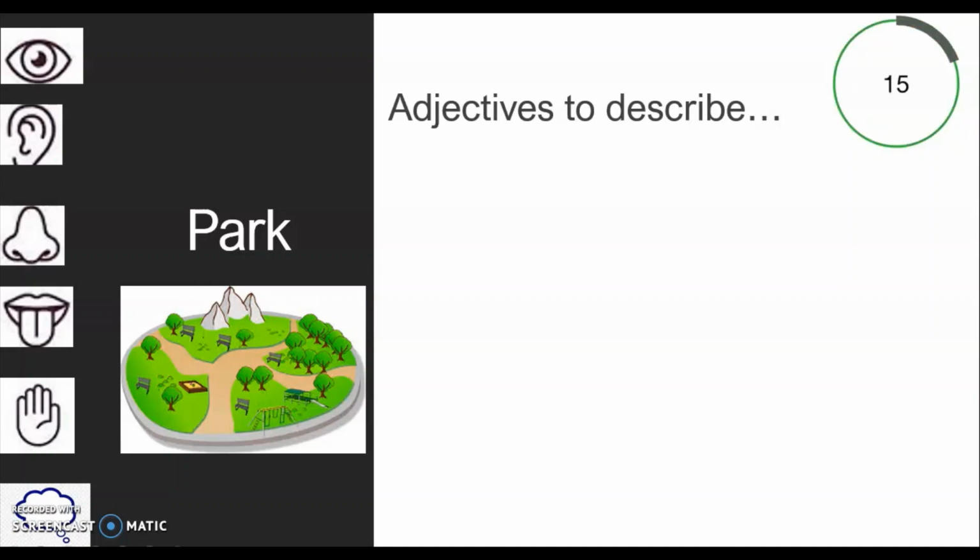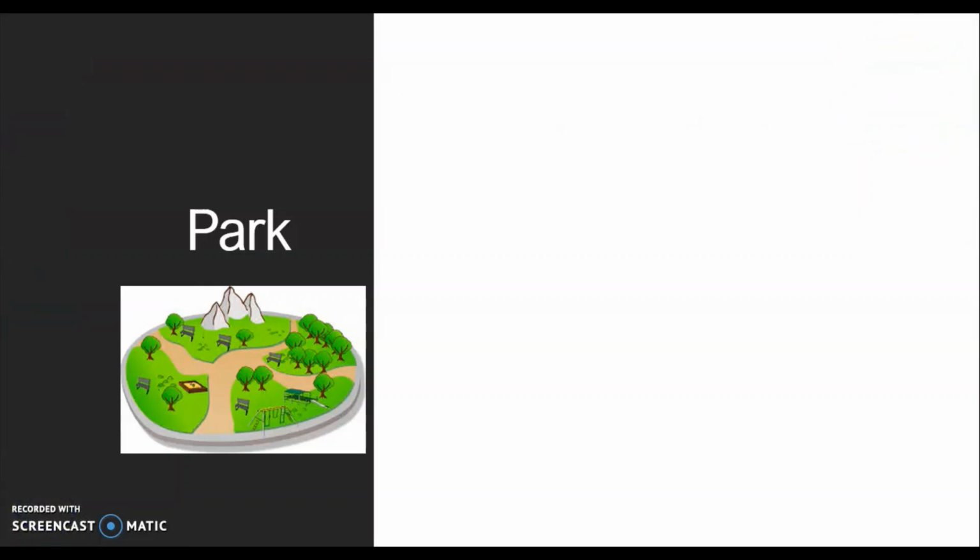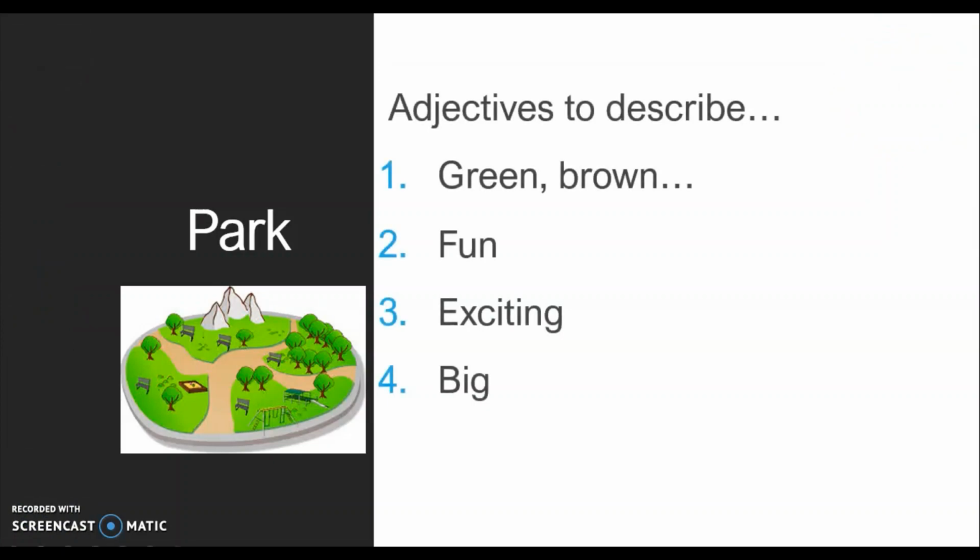I'll give you a few more seconds on this, as this is very different. Two more, and done. All right, so park. So some ways to describe this place noun would be, I might use the adjectives green or brown, or I might talk about some colors you see at the park. You might be using what you think about parks, so you might say that it's fun, you might say it's exciting, or you might be using your sense of sight or eyes, and you might say that parks are big.